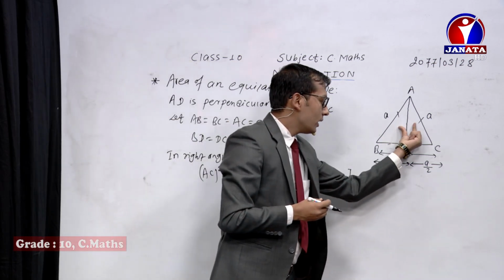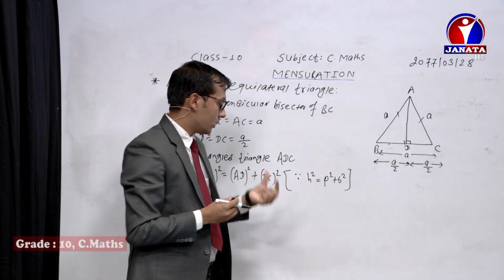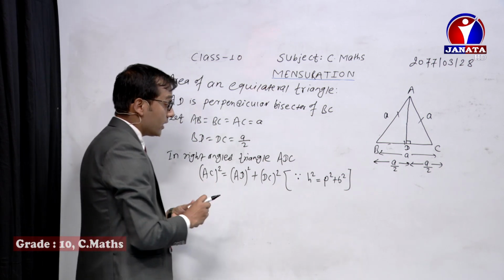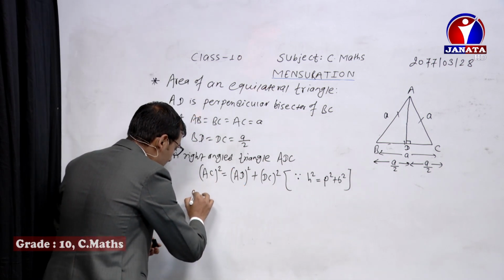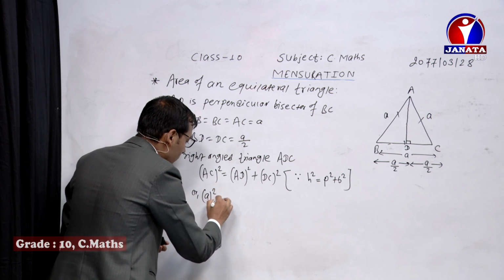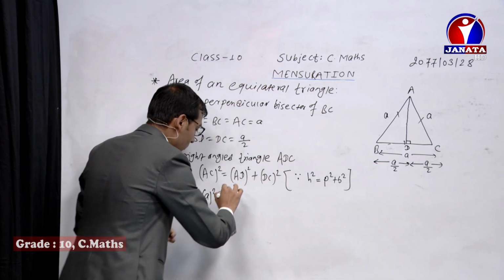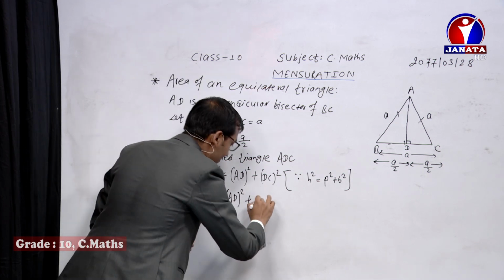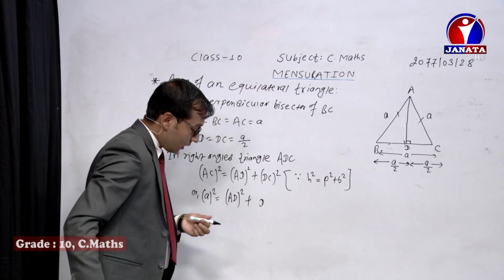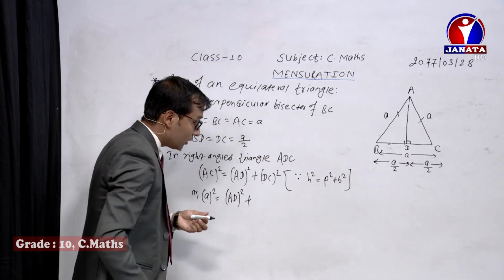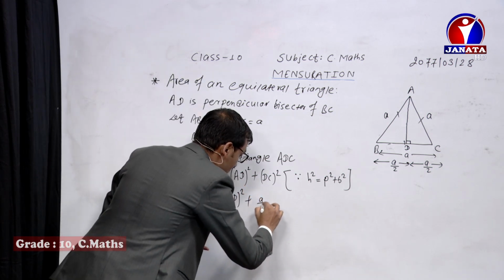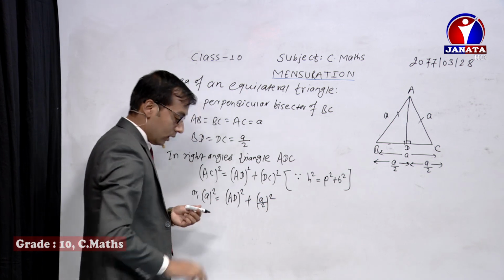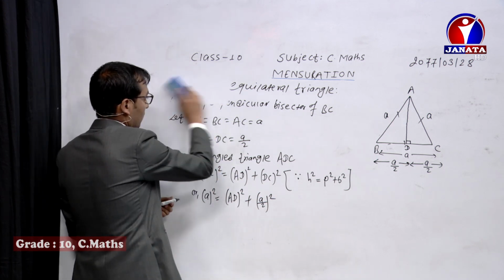And in the figure, AD is the height for this triangle. Now what is the length of AC? So A square is AD square plus DC square. What is the length of DC? It's A by 2 whole square. So let me write on the top.